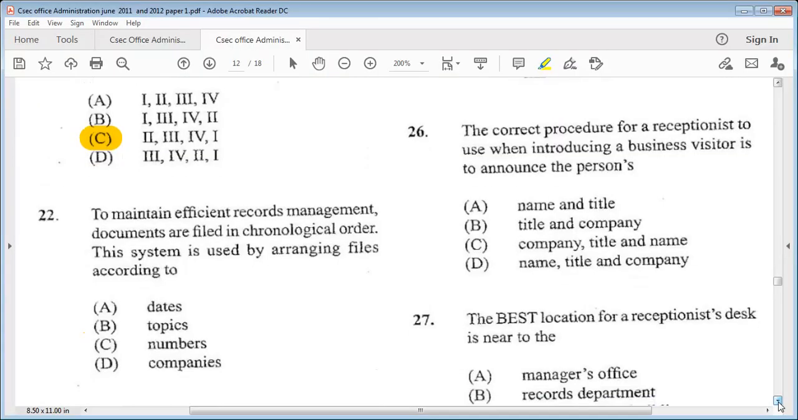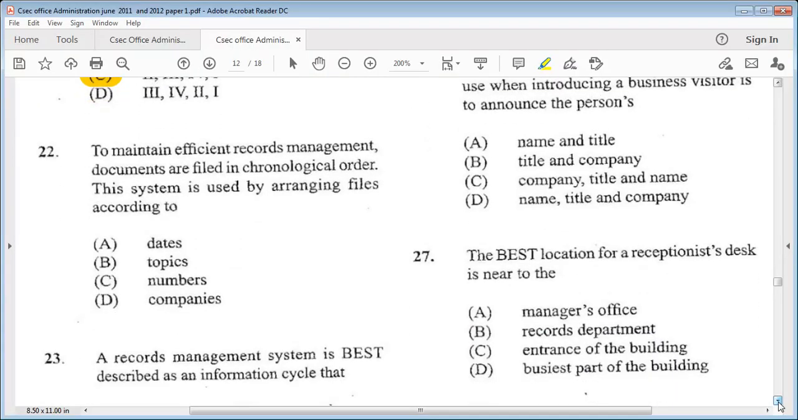So let's move on to question number 22. To maintain efficient records management, documents are filed in chronological order. This system is used by arranging files according to A, dates, B, topics, C, numbers, D, companies. Our answer would be A, by dates.